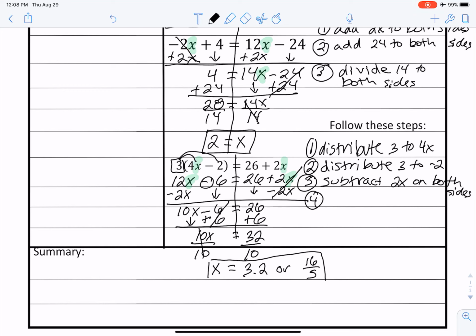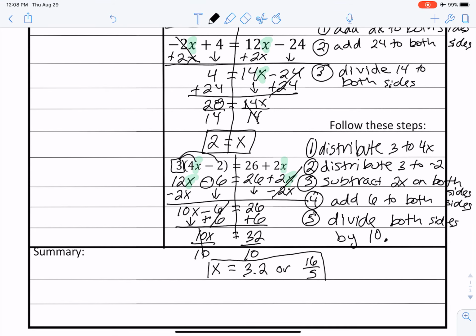Then I lost myself, sorry. Then I added 6. That's right here, 10x minus 6. So we added 6 to both sides. Then my last step was I divided both sides by 10.